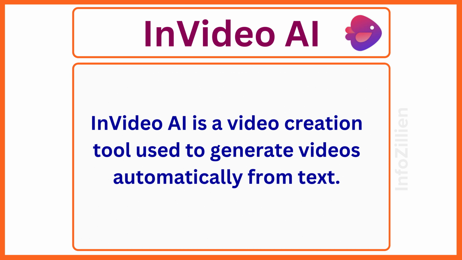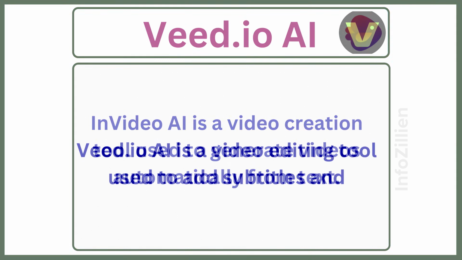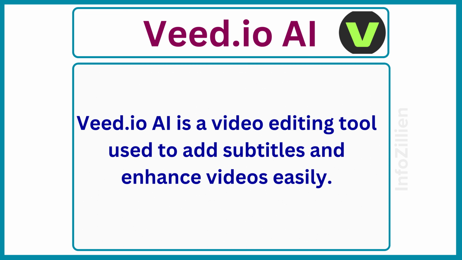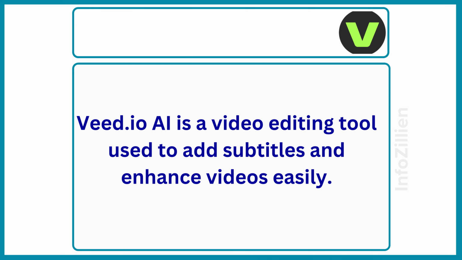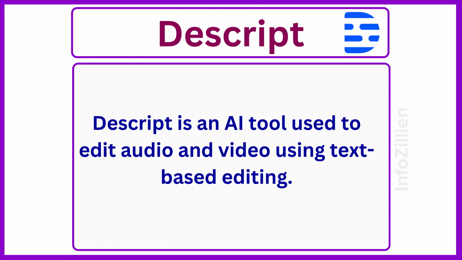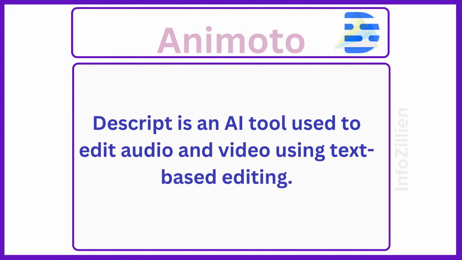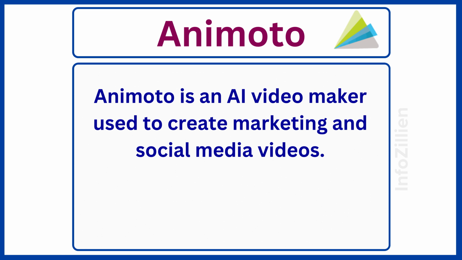InVideo AI is a video creation tool used to generate videos automatically from text. VEED.io AI is a video editing tool used to add subtitles and enhance videos easily. Descript is an AI tool used to edit audio and video using text-based editing. Animoto is an AI video maker used to create marketing and social media videos.